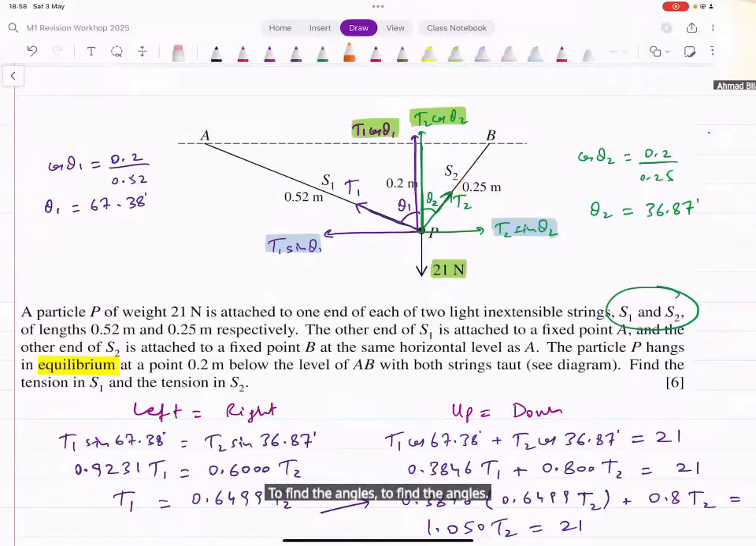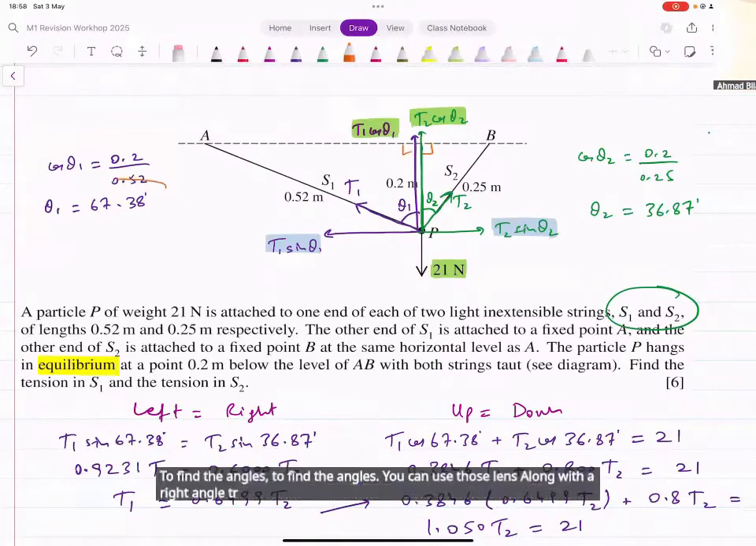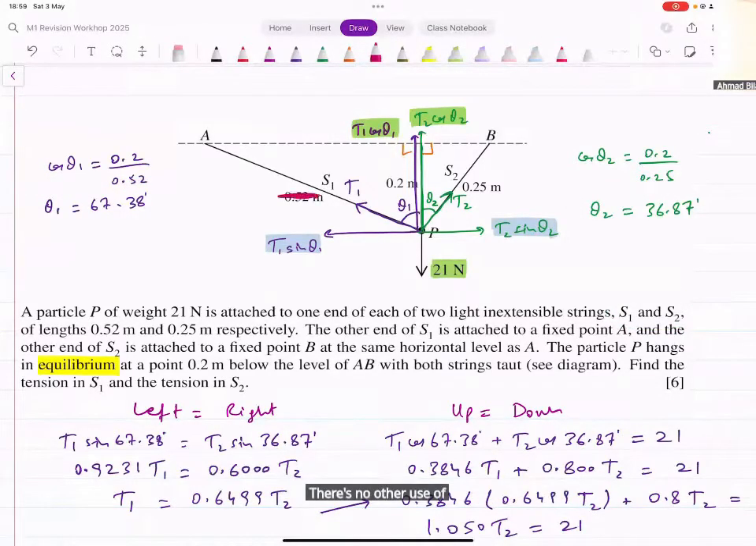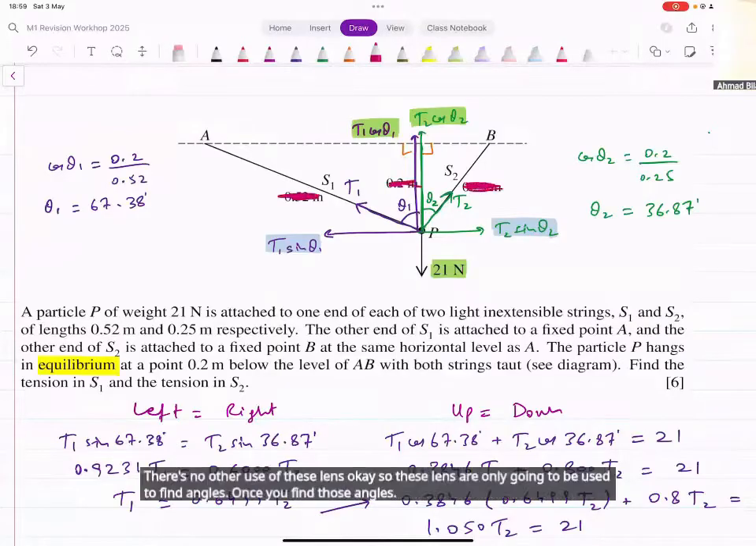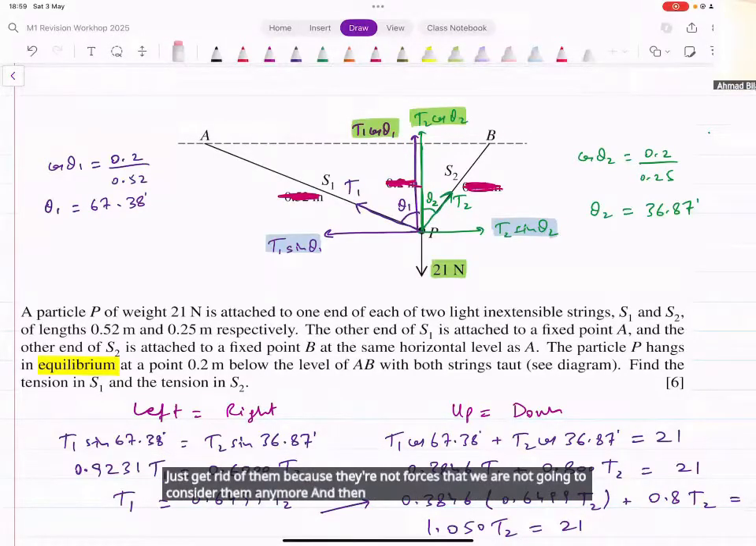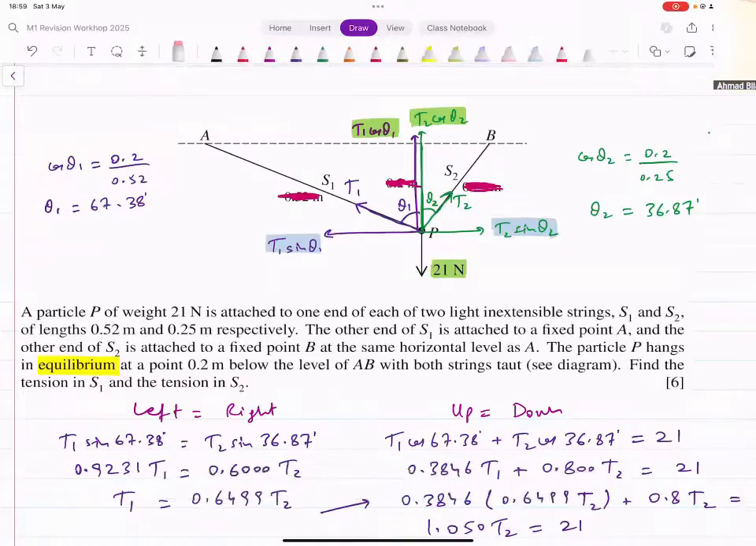You can use those lengths along with a right angle triangle to find those specific angles. Once you've got the angles, there's no other use of these lengths. These lengths are only going to be used to find angles. Once you find those angles, just get rid of them because they're not forces. We are not going to consider them anymore. And then we just equate the opposite forces. First resolve the forces, equate the opposite forces, and that's going to give us the result. Okay, let's move on.